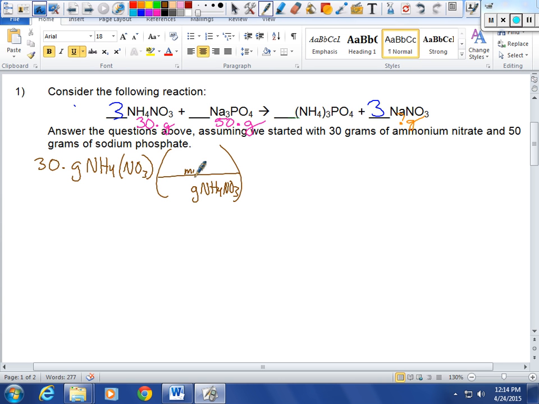NH4NO3, and then moles of NH4NO3. We're going to do it again. Most of the compounds I'll ever give you will not be this long and complicated. 50 grams of Na3PO4.